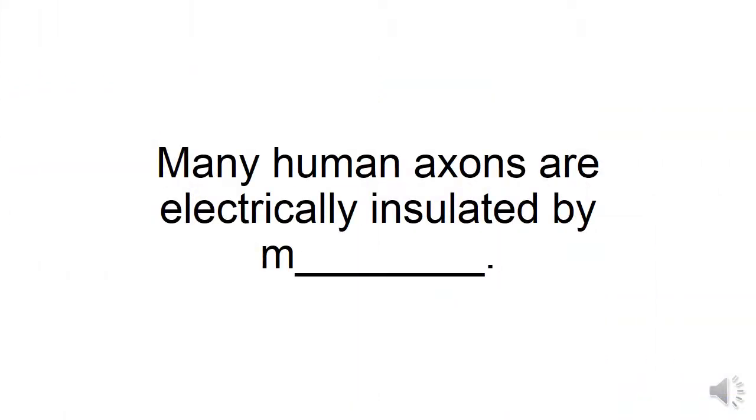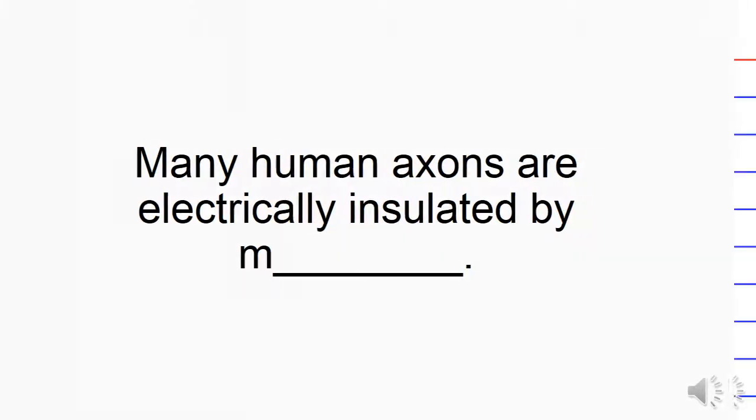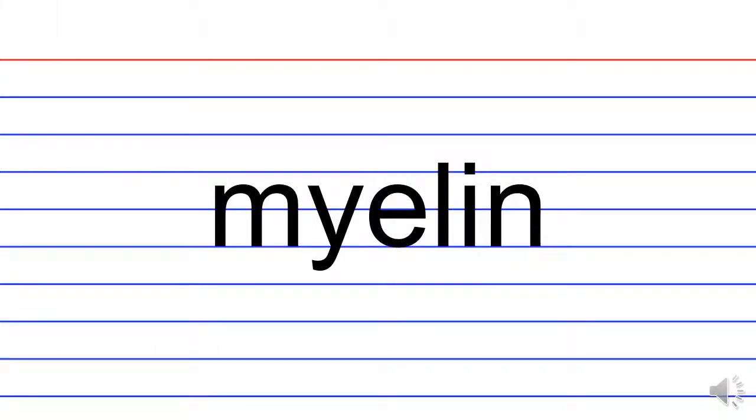Many human axons are electrically insulated by M blank. So what are axons insulated by? That would be myelin, or more specifically myelin sheath. And again, if you don't know what that looks like, Google it, or I think I have a picture coming up in a later card.